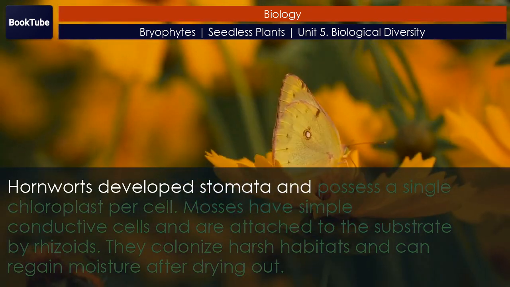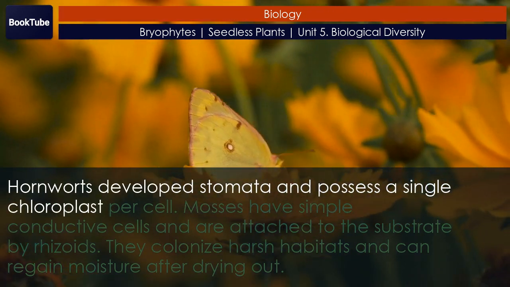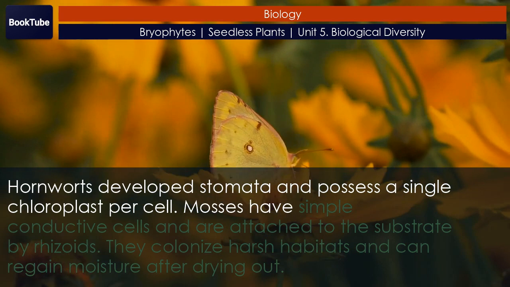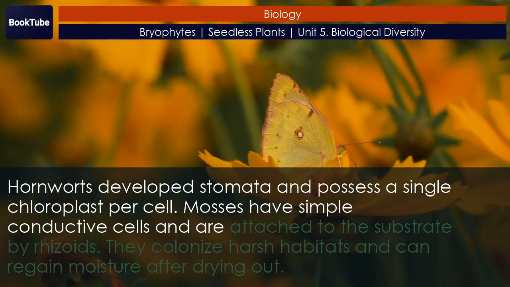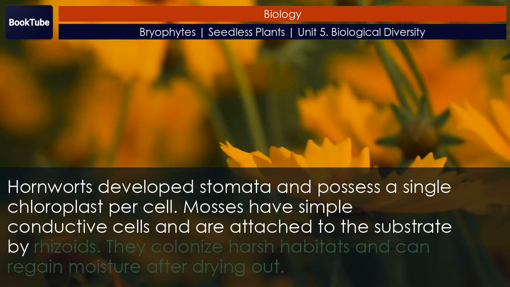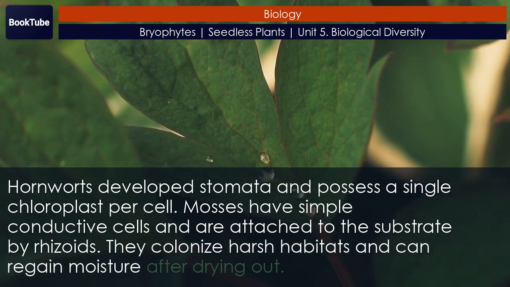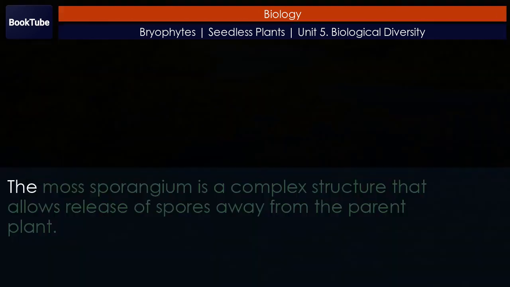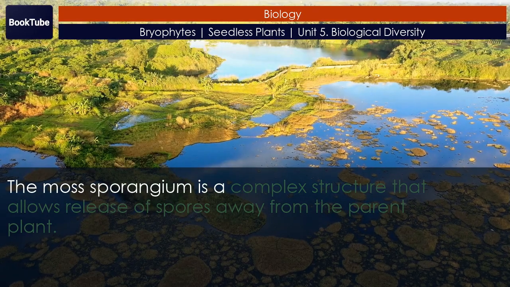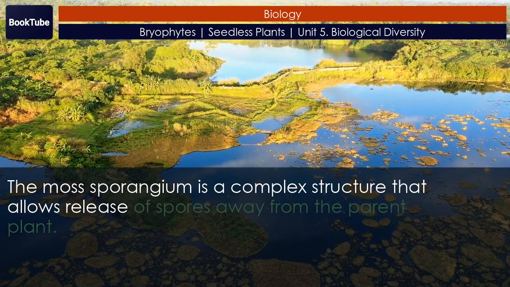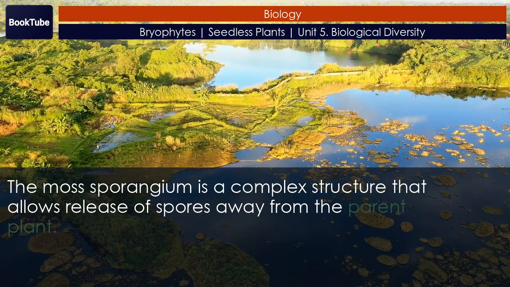Hornworts develop stomata and possess a single chloroplast per cell. Mosses have simple conductive cells and are attached to the substrate by rhizoids. They colonize harsh habitats and can regain moisture after drying out. The moss sporangium is a complex structure that allows release of spores away from the parent plant.